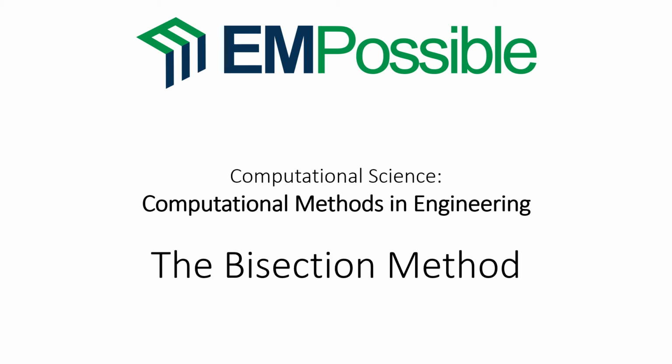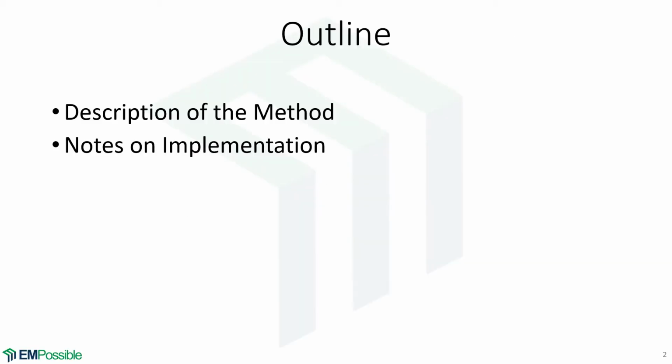The bisection method. This is the most robust, but probably least efficient of the root finding methods. We will start by just describing the method with illustrations and end with some notes on how to implement it.